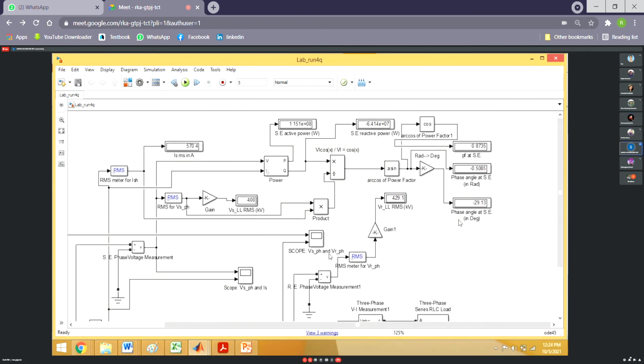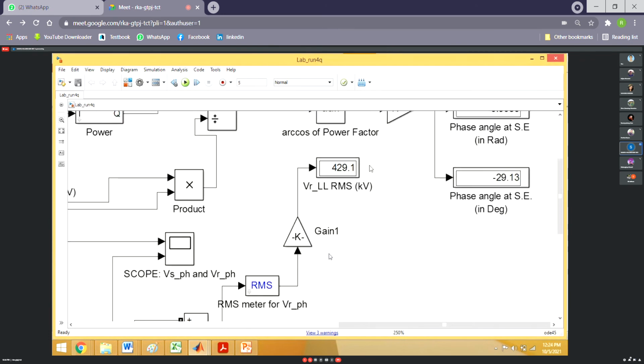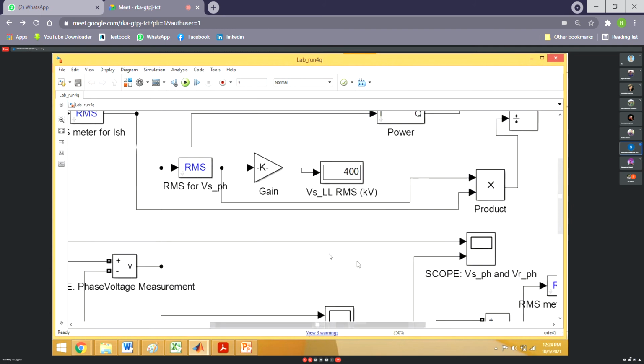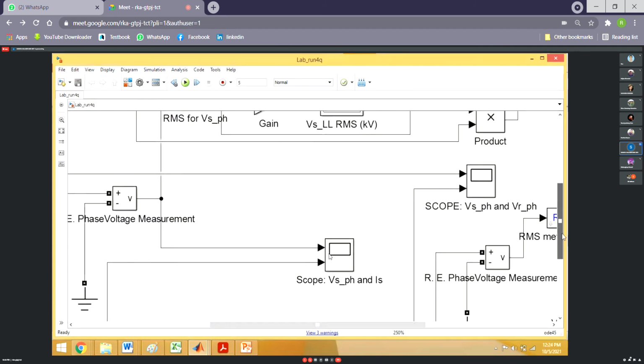Now see what the observation is. Sending end voltage is more than 400, right? And the sending end power factor is leading. That means the system is becoming capacitive. The inductive power demand is far less than the capacitive power generation. Anyway, let us fill up the table one by one.